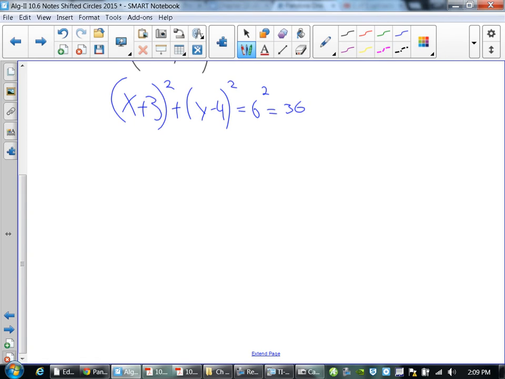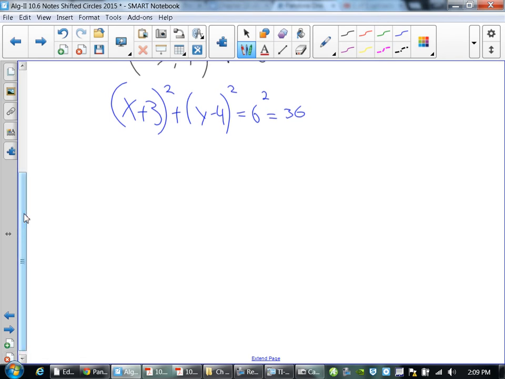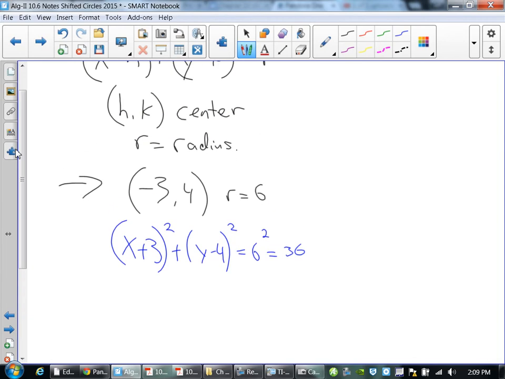I can make this more difficult if you like. Remember, your center is h and k, so if it's -3, 4, that means it's x minus a -3, which is x plus 3. Yay! Okay. The other thing that we'll do is we'll ask you to identify the center.